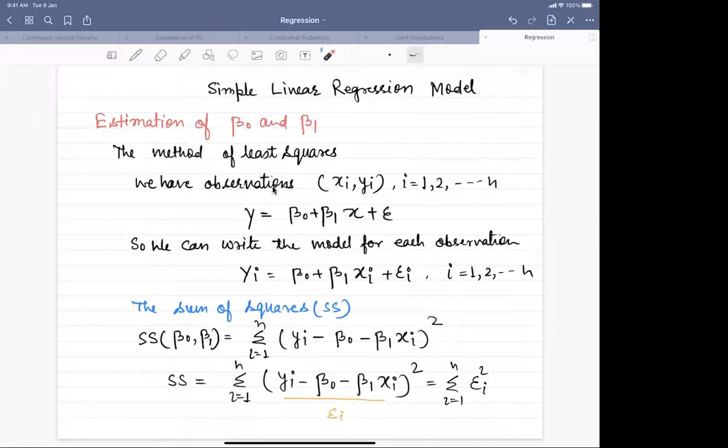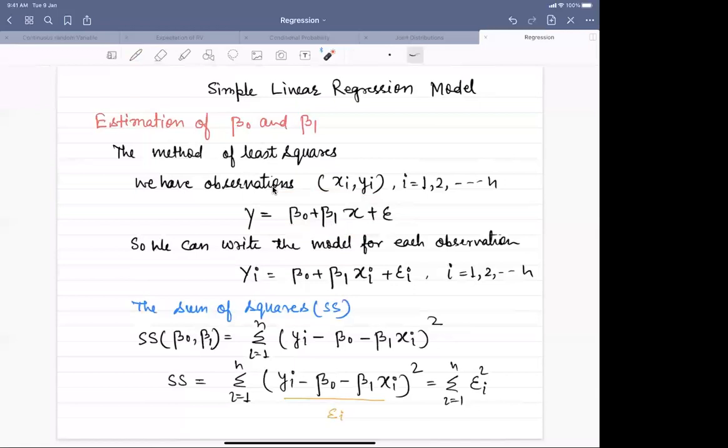Now, estimation of beta naught and beta 1. You have been given the data, paired observations xi, yi, where i goes from 1 to n, the total number of observations. And you have plotted a scatter plot, which we just discussed, and you want to determine this relationship. In order to determine the relationship, you need to know the intercept and the slope of the straight line. So we can write this relationship for each observation as yi is equal to beta naught plus beta 1 xi plus epsilon i.